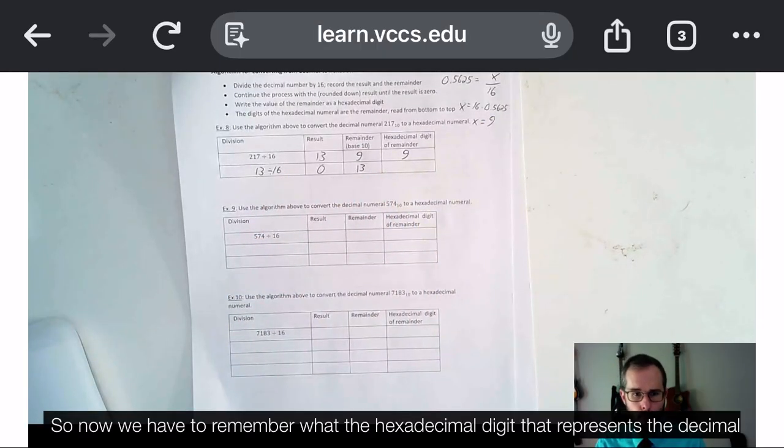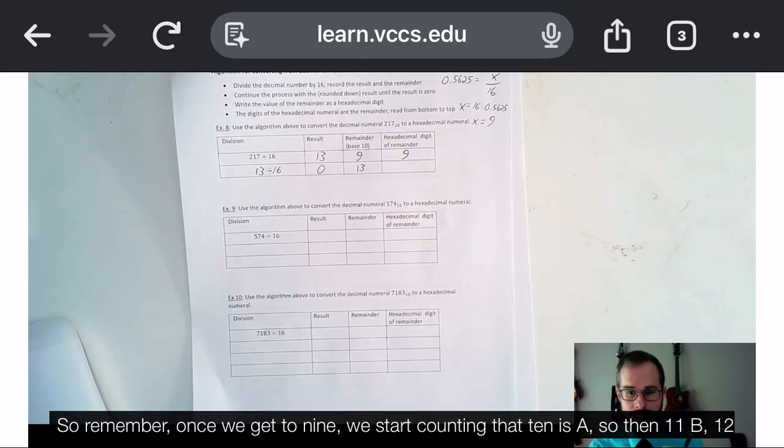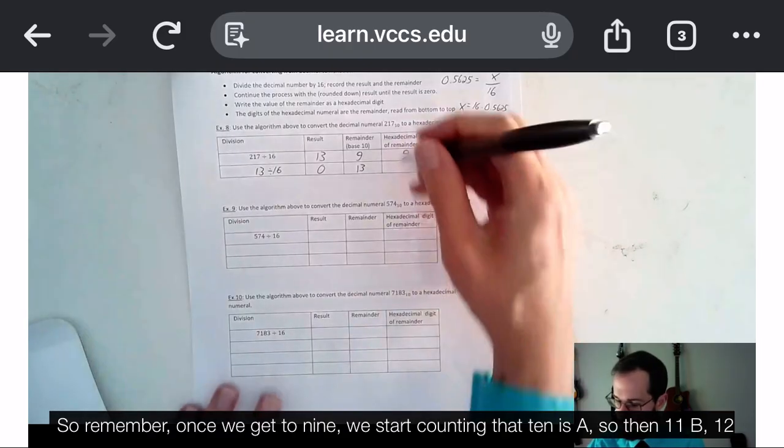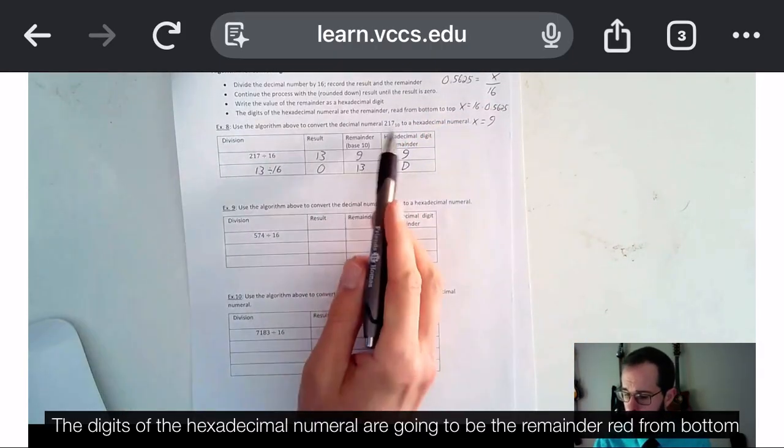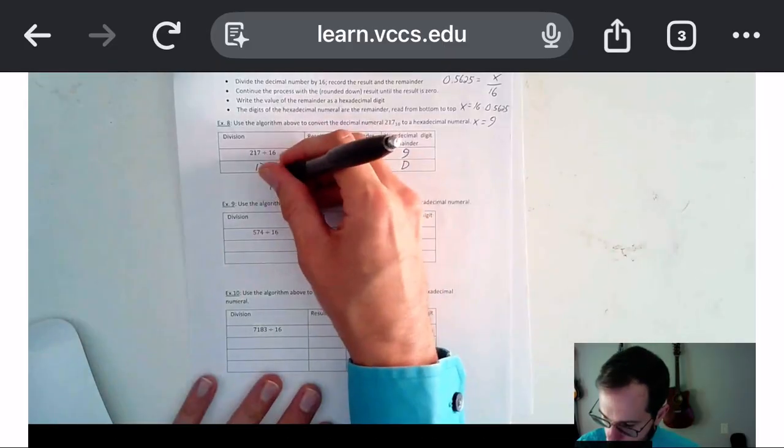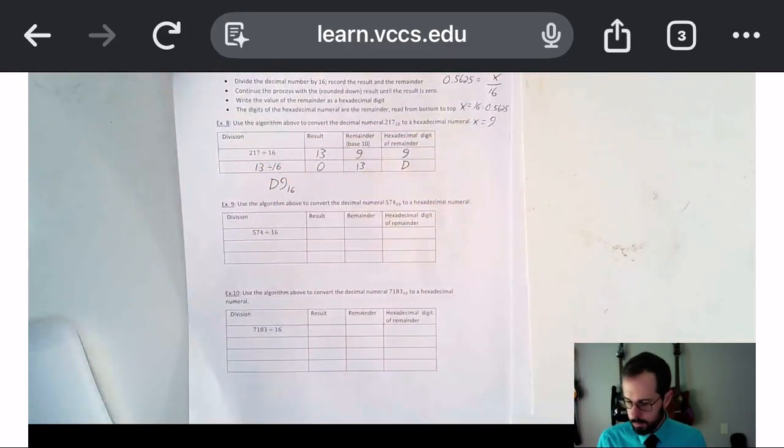So now we have to remember what the hexadecimal digit that represents the decimal numeral 13 is. So remember, once we get to 9, we start counting that 10 is A, so then 11 is B, 12 is C, and 13 would be D. The very last thing that we do is just exactly the same as we did in binary. The digits of the hexadecimal numeral are going to be the remainders, read from bottom to top. So the way that we'll write this number is as D9 in base 16.